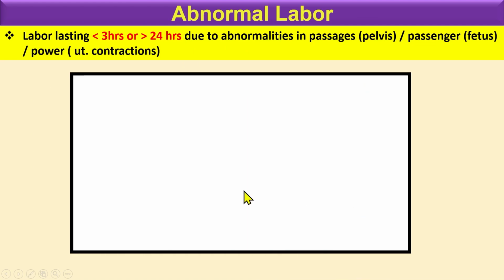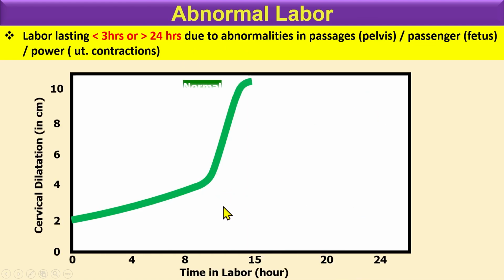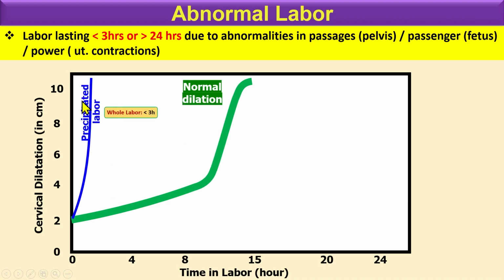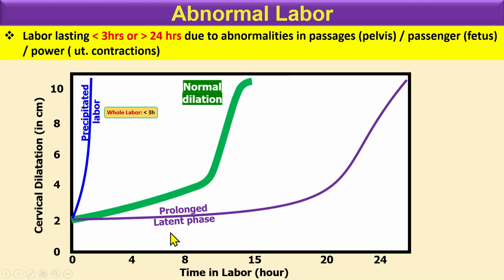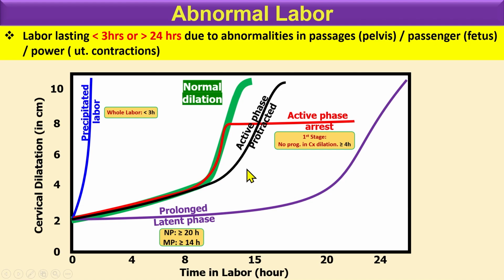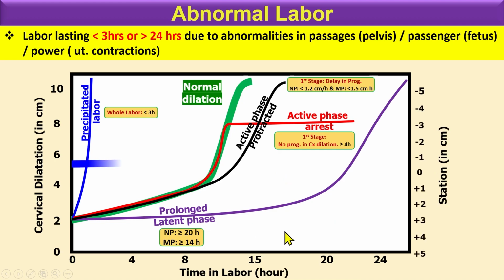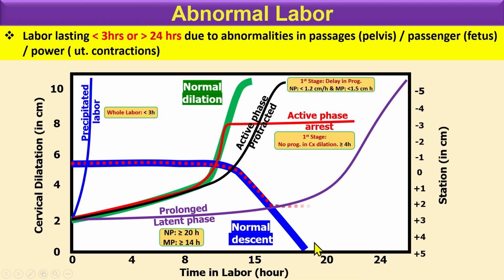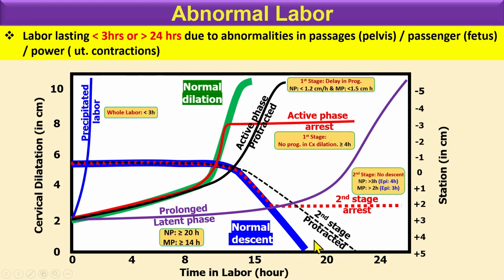Now compile both the first stage and the second stage. This is normal dilation. This is a protracted one, meaning less than 3 hours. This is a prolonged latent phase, meaning more than 20 hours in the nullipara and more than 14 hours in the multipara. This represents the active phase arrest, and this represents the active phase protracted. And here, if you look at the second stage, this is normal descent, here is the arrest of the second stage, and here is the second stage protracted. And here is the failure of descent. So this is the summary of the abnormal labor.